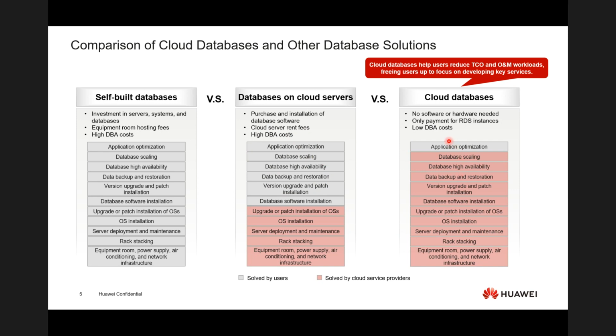So for the users, you just need to think about the application optimization. For the DBA costs, there will be none, and low software and hardware are needed, as you can see here. You just need to pay for the RDS instance, because the rest will be the cloud vendor's job, right?